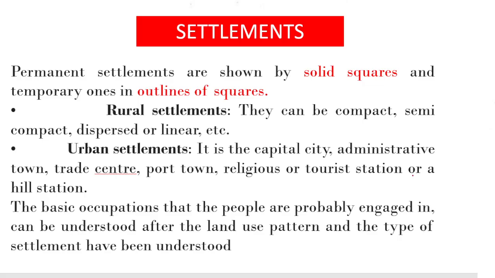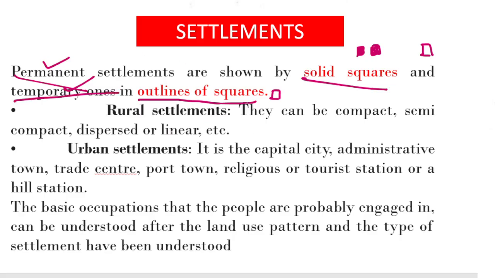What are the different types of settlements which are used in our topo sheet? Now, in our topo sheet, we have the settlements which are marked in red color. These permanent settlements are shown in a solid square, which looks somewhat like this. This solid square indicates the permanent settlement area, whereas the temporary ones are shown in this way, that means the outlines of the square. This is the temporary one.